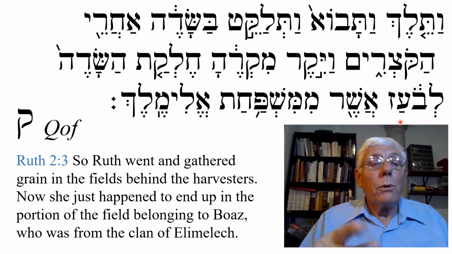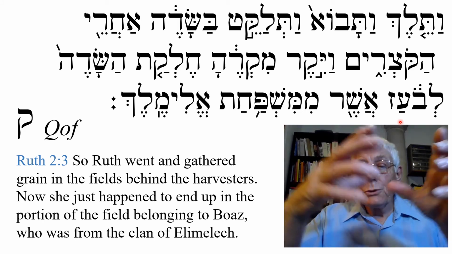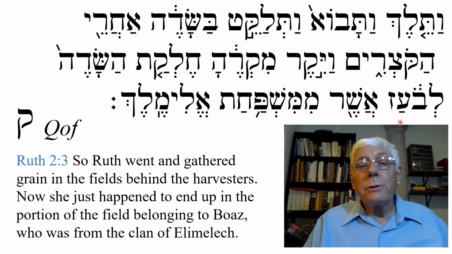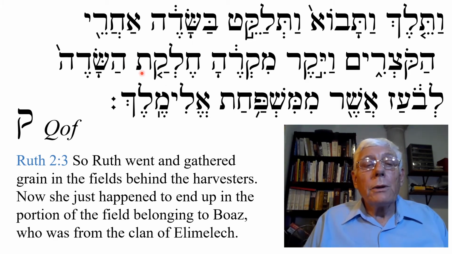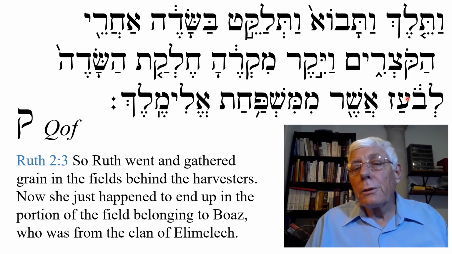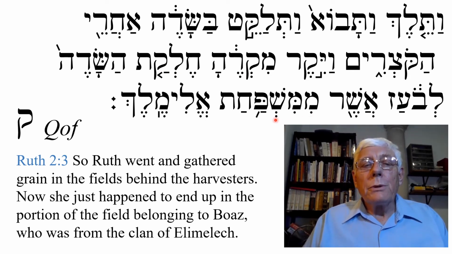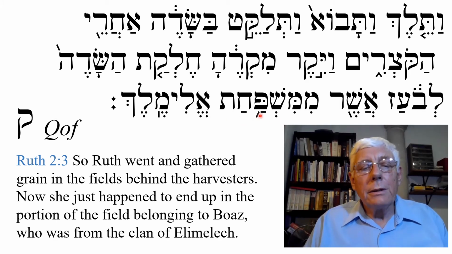And then once you had laid out the cords, you had to put some stones on the corners, and of course it was very strongly prohibited to move those stones. So once the things were laid out, then that portion of land belonged to that particular family, okay? Or that particular person here, Boaz. Asher, Mim, Shaphat, from the clan of Elimelech.